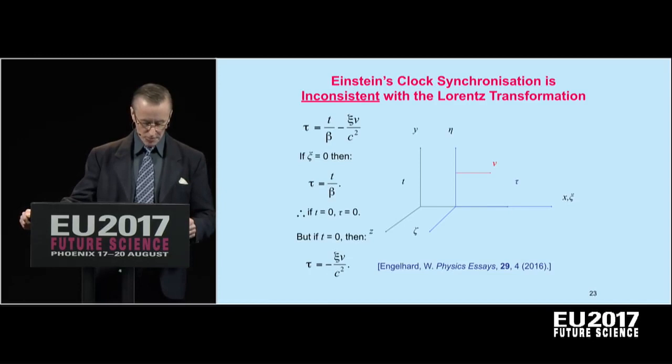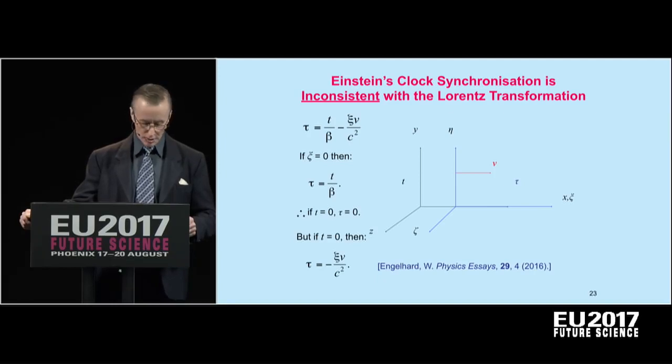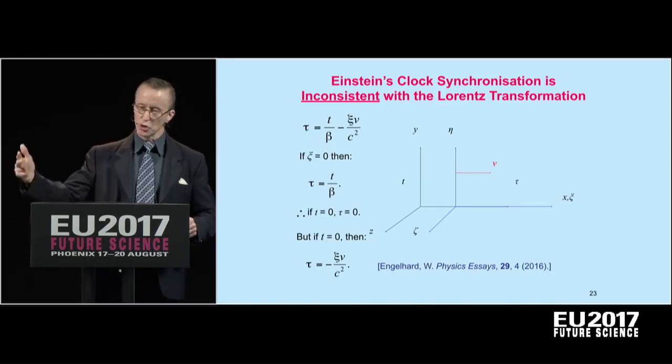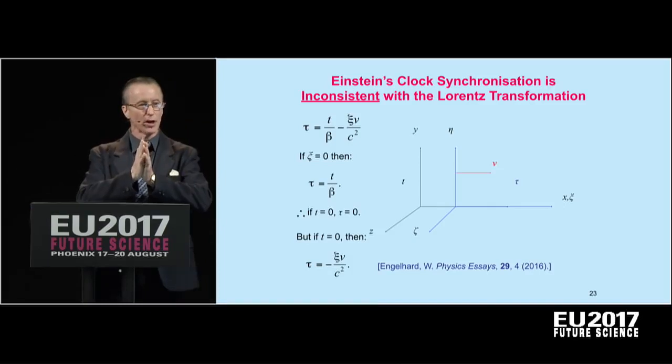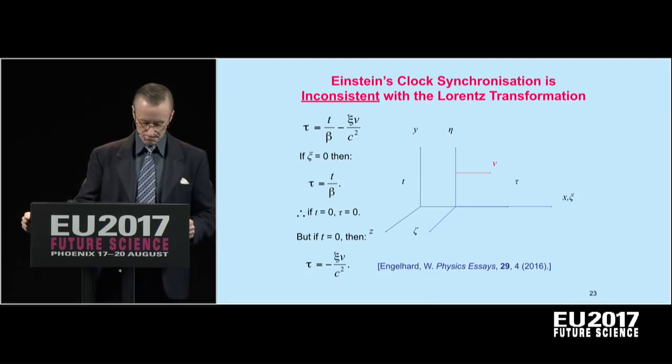And if t equals 0, tau equals 0. In other words, tau is equal to t over beta when z is 0, because if you look at the top equation, set z equal to 0, you get tau is equal to t over beta. And then if t is 0, tau is 0. So if you've got z equals 0, then you can have t equals 0 and tau equals 0. That's what Einstein wants to do. He wants to make sure that the two origins coincide at the time t equals 0 as they go past one another.